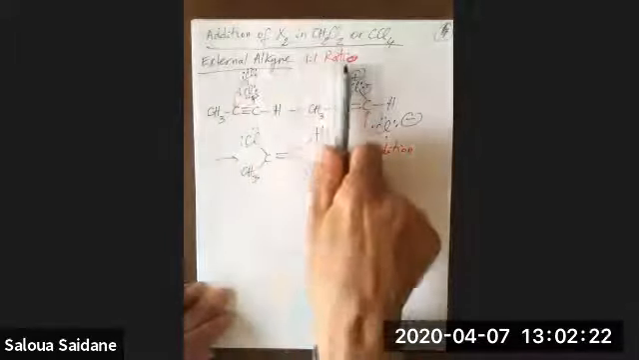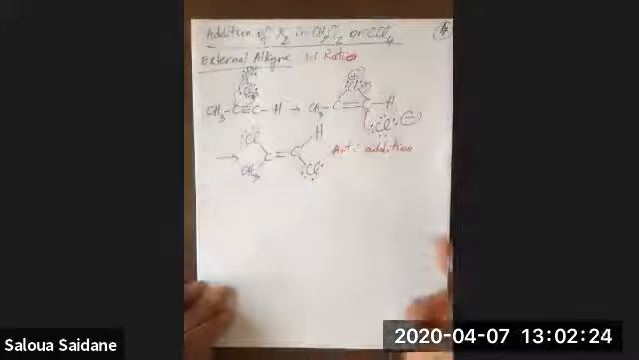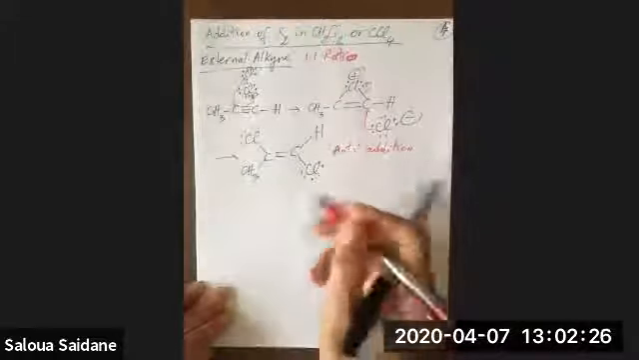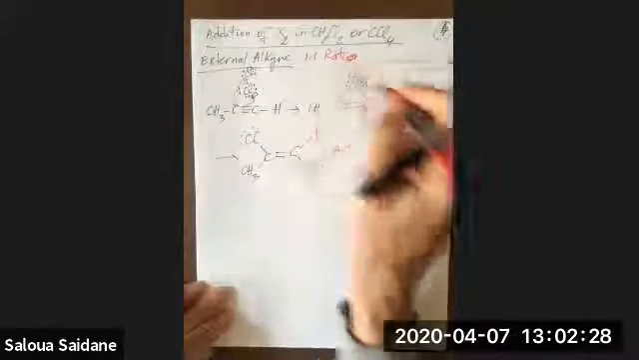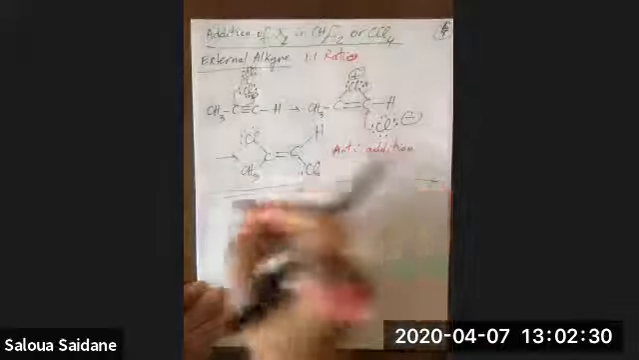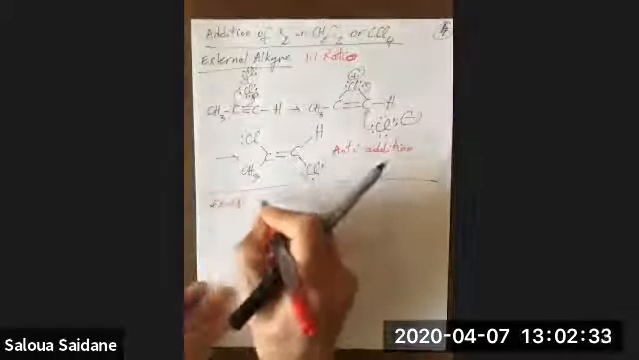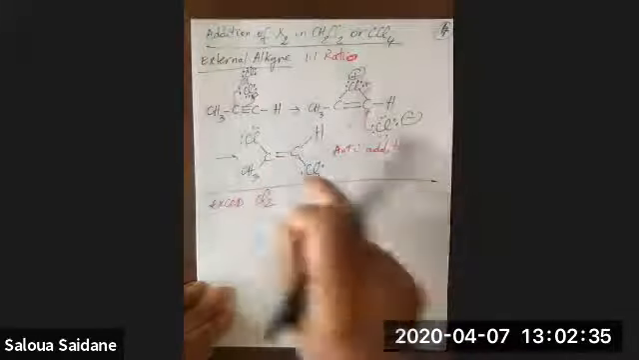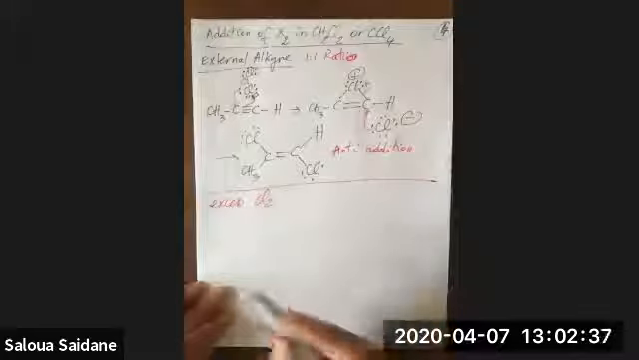Now, we did this 1-to-1 ratio. How about we do excess? Excess means it goes again. So for 1-to-1 ratio, we stop there. For an excess Cl2, we have to keep going. We take this and we add another Cl2.